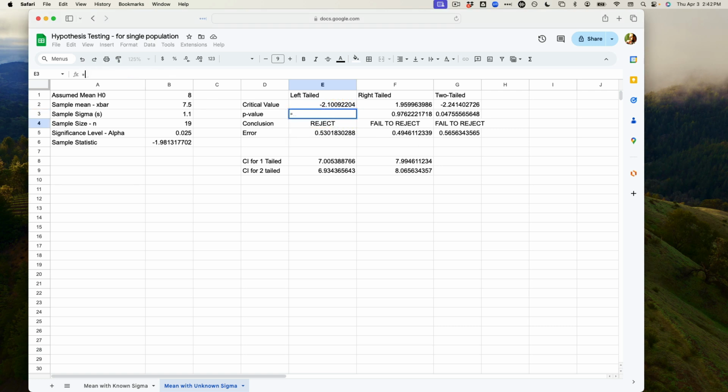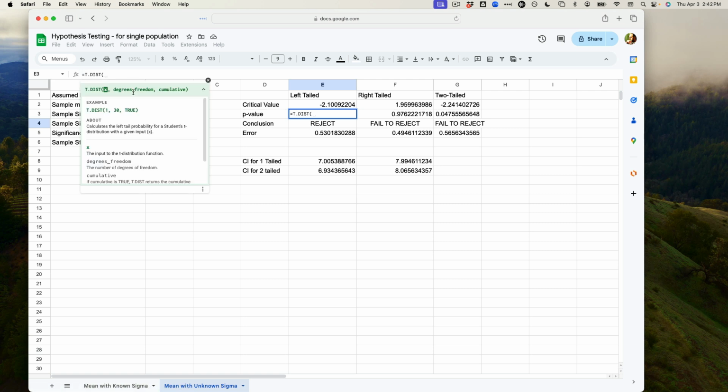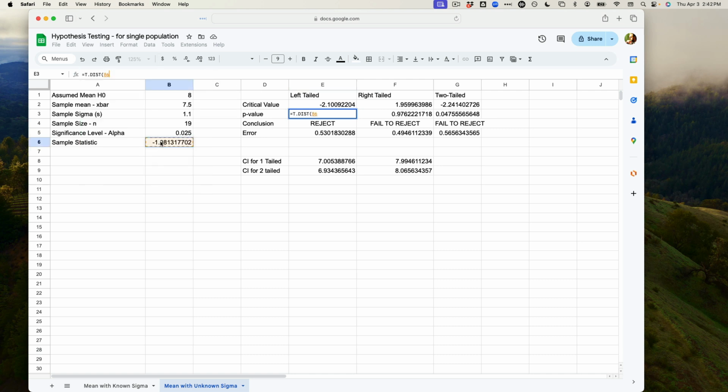So this would be equal to T.DIST, the left-tailed Student t distribution, and if I look at the arguments, I have the t value, the degrees of freedom, and whether it's cumulative or not. Yes, I want this to be cumulative. In this case, the p-value is measuring the area to the left of my t statistic, okay? So what is my t statistic? It's my sample statistic here, this one. This would be the first argument. The second argument is the degrees of freedom, which is n minus 1. And the third argument is cumulative. Yes, this is cumulative because I'm computing the area under the curve.